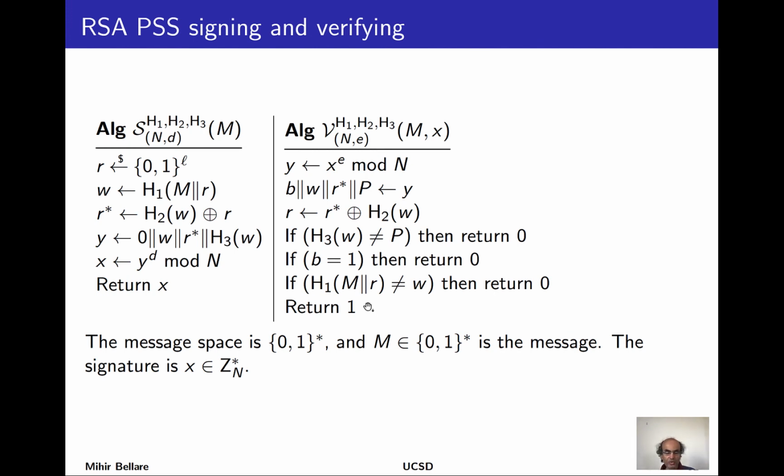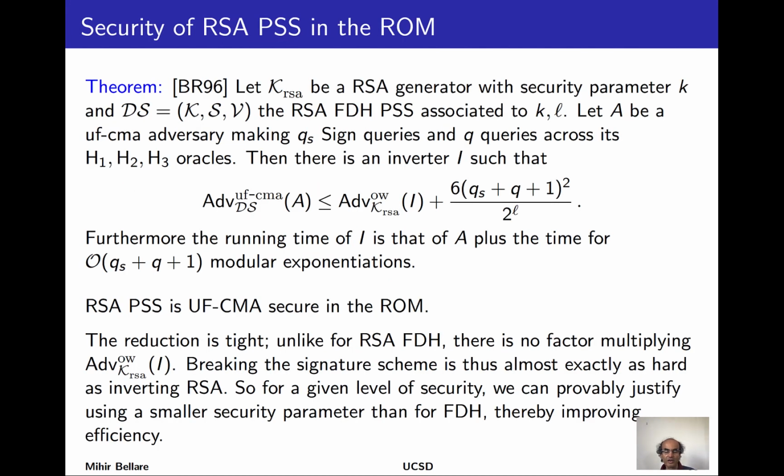So we're not going to go through here a full proof or analysis of all this, but we're just going to quote the result and see how it differs from FDH. The setup is the same. We fix our generator. It has a certain security parameter. We fix this other parameter L and consider the full domain hash probabilistic signature scheme.